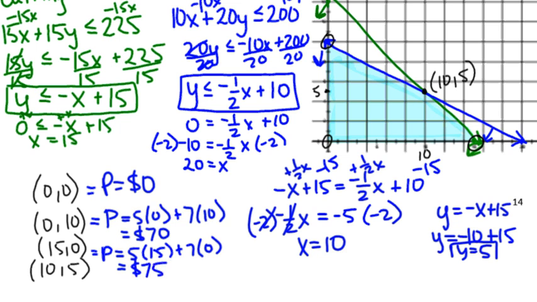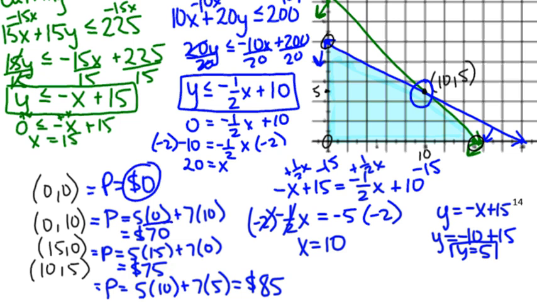And our 10 and 5 makes us $85. So the furthest, the highest up we could go into the right ended up being our intersection point here that we were wondering about, that 10 and 5 optimized. So here I could either make $0, $70, $75, or $85.